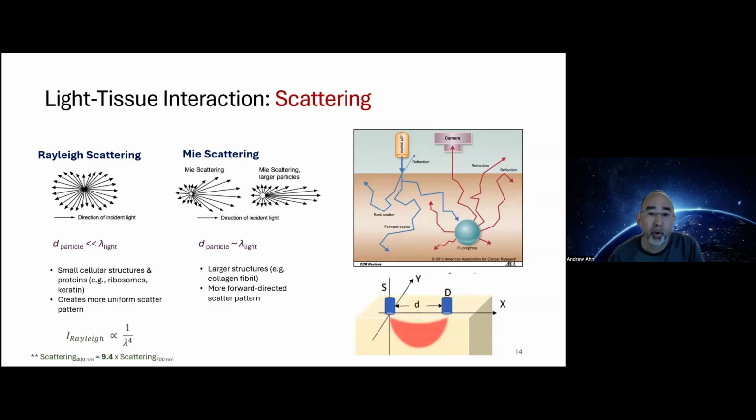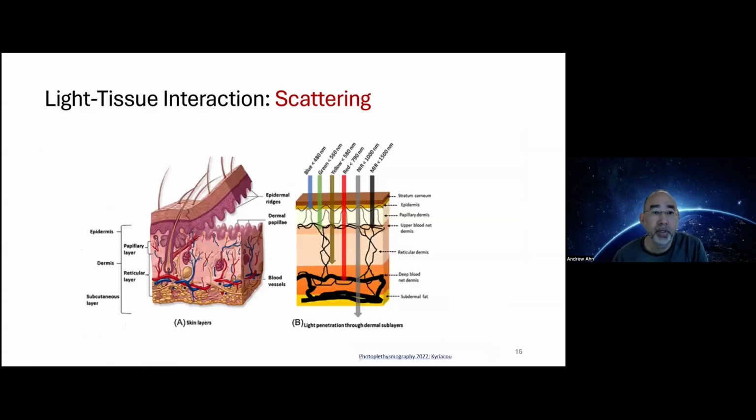One really important piece of information to note is that Rayleigh scattering is inversely proportional to the light wavelength to the fourth power. This means that scattering for 400 nanometer light is 9.4 times more likely than scattering of 700 nanometer light. And so scattering plays a crucial role in determining how light of different wavelengths penetrates the skin. For shorter wavelength light, such as blue shown here, the scattering is so strong that it only reaches the epidermis. It simply cannot penetrate any deeper.